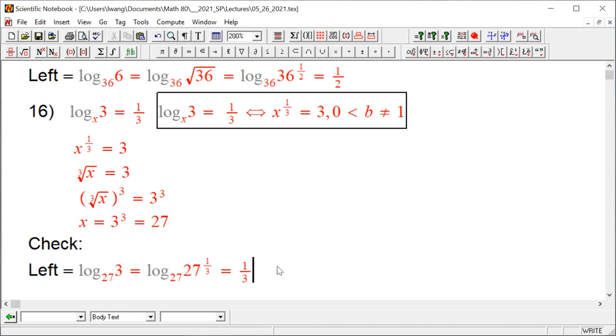So these equations are actually a little bit challenging, aren't they? Yes, it's a little bit challenging. But if you use the definition, you can transform from logarithm to exponential, and exponential to logarithm, interchangeably, so that you can tackle the problem and solve it.